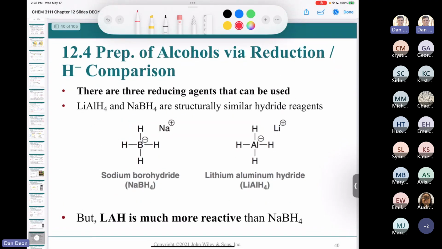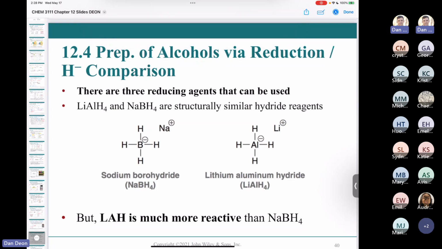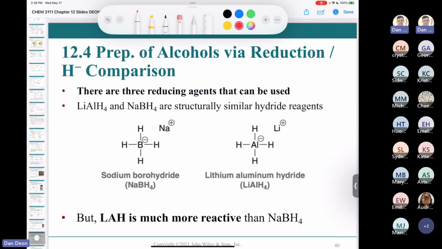Here's the comparison of the borohydride ion and the aluminum hydride ion. You can see they're very similar in structure. If you're wondering why one is more reactive than the other, our textbook doesn't go into any detail about that, but it is based on the electronegativities of aluminum, about 1.6, and boron, around 2. Also, lithium is a stronger Lewis acid than sodium, and that renders the carbonyl more electrophilic. I'm not going to ask you anything about that. What you need to know in this class is that lithium aluminum hydride is much more reactive than sodium borohydride. Nothing more than that.